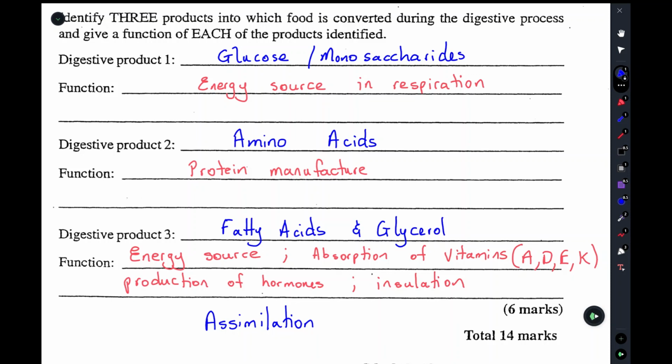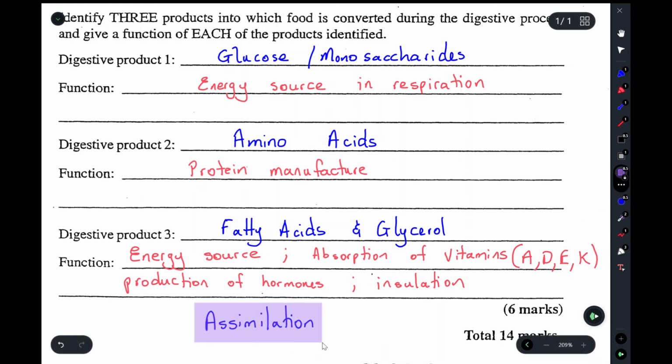And in this section, the uses of the products of digestion fall under a topic called assimilation, which roughly translates to how do we use the products of digestion. And that's it for today.